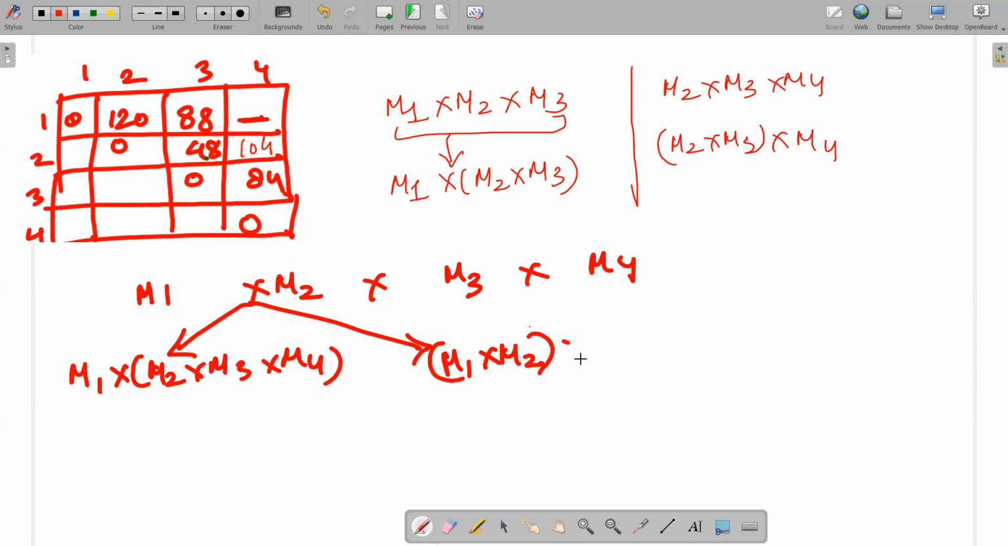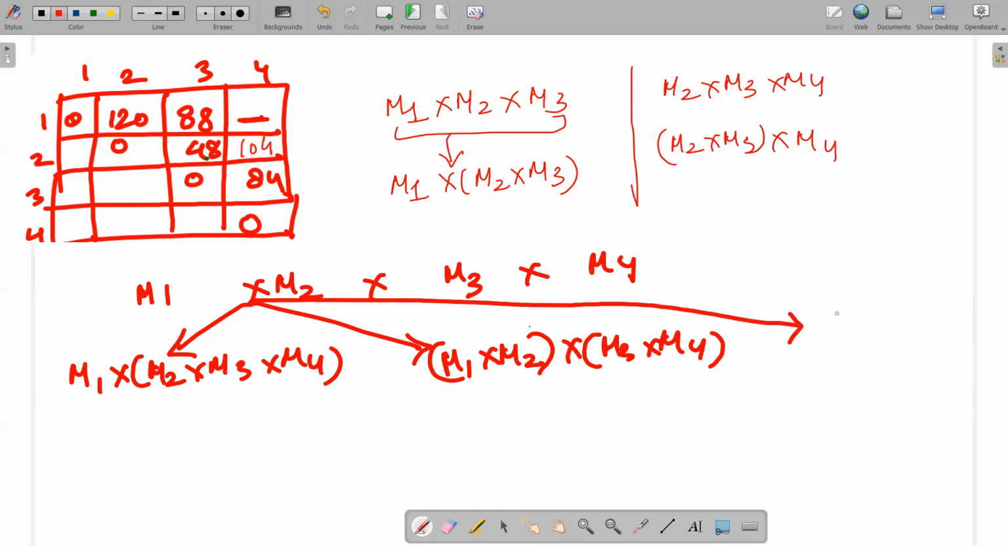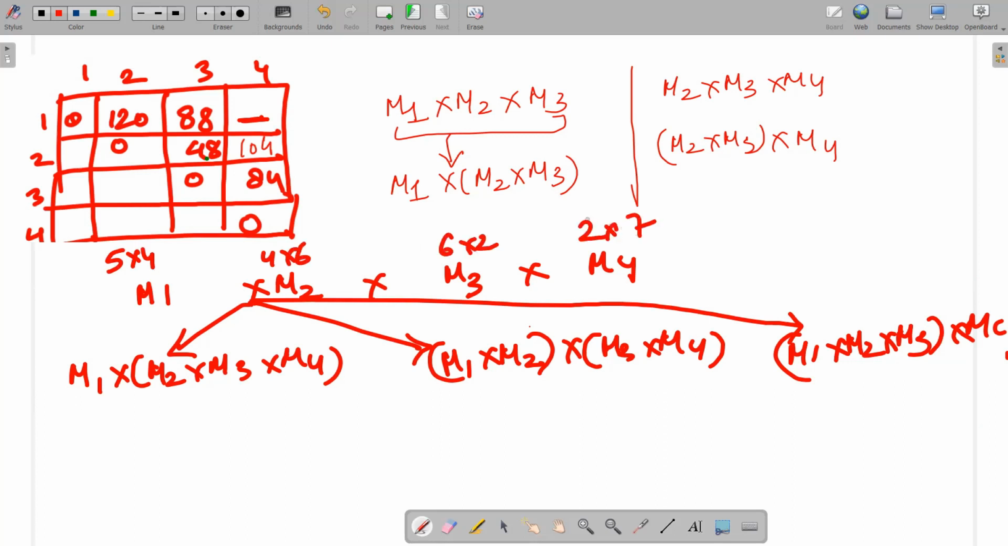The answer is multiplied with M3 and M4. And the last answer is M1 multiplied with M2 multiplied with M3. The answer is multiplied with M4. Right? So what we have to do is this answer is 5 cross 4. This is 4 cross 6. This is 6 cross 2. And this is 2 cross 7.